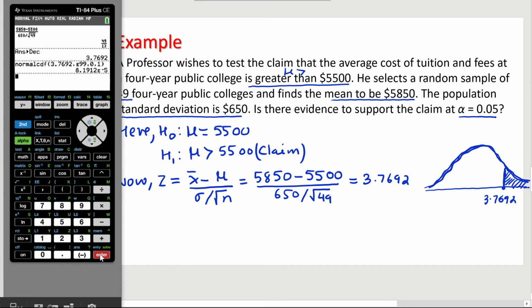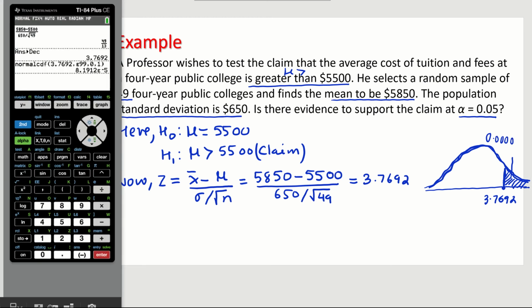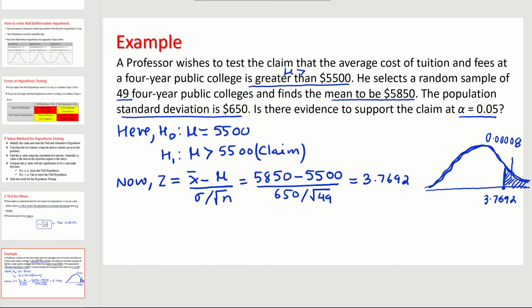Okay, the value is 8.1912 e to the negative 5. Meaning of that is you have four zeros after the decimal point, and then 81912. So I'm just going to write 8.1912 e to the negative 5. So that is your p-value. So we are done with our third step.